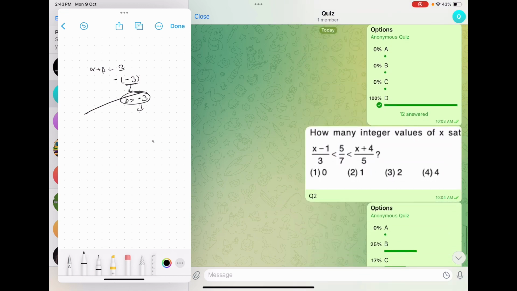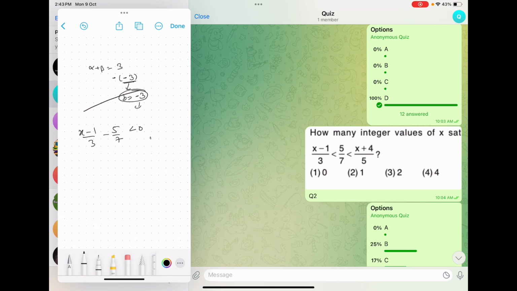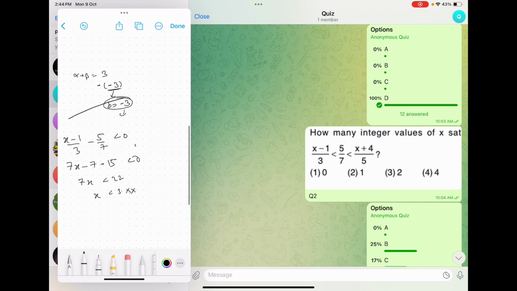Next question: how many integers satisfy this inequality? You have to take two parts at a time and solve. Just take x minus 1 by 3 less than 5 by 7, bring it to the left side, and this becomes less than 0. One case we will solve first and the other case we will solve next. So first, 7x minus 7 minus 15 is less than 0. The denominator we have sent to the right side and it got cancelled. So 7x less than 22, so x less than 3.xx, right? Yes, 3.xx.